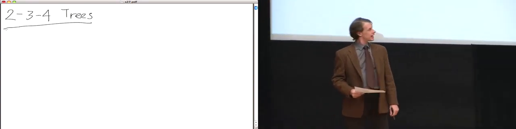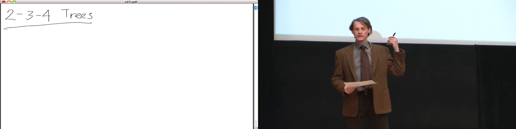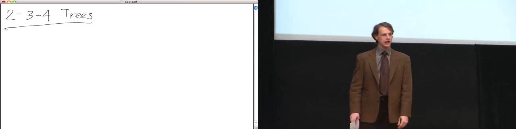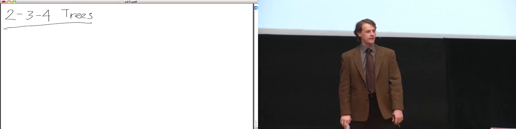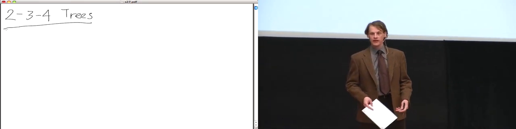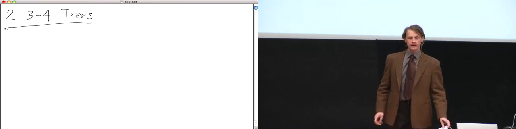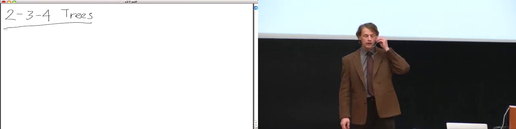So today, I'm going to continue where I left off on Monday. On Monday, I was talking about ordered dictionaries. Ordered dictionaries being an abstract data type that allows you to do everything that a hash table can do, everything that a binary heap can do, and more.